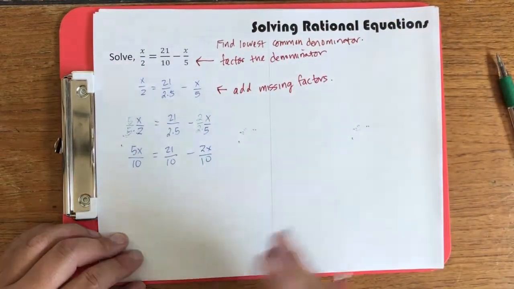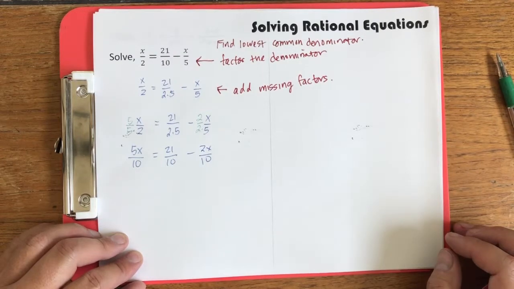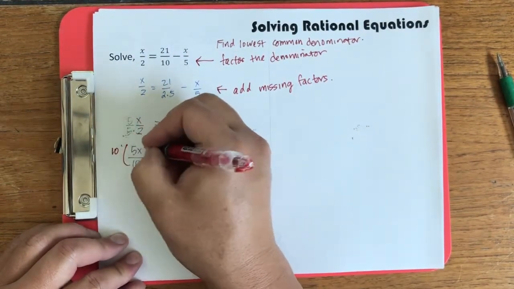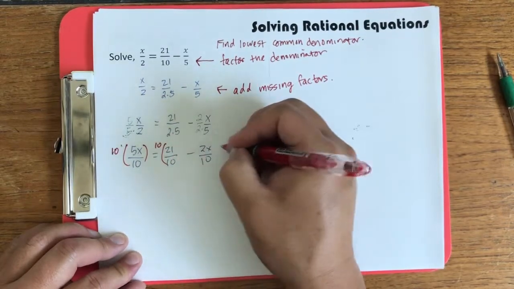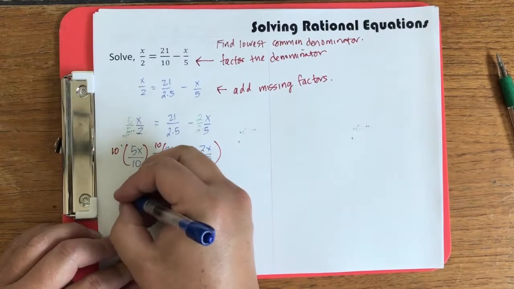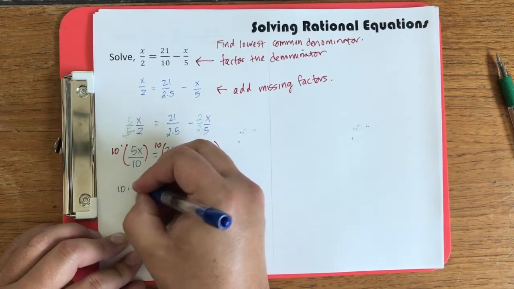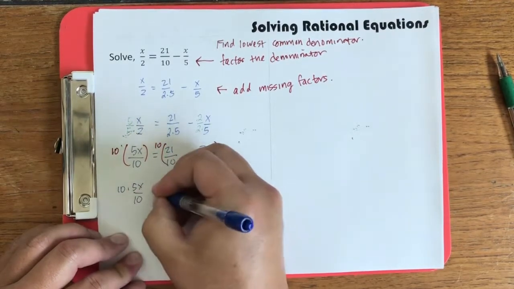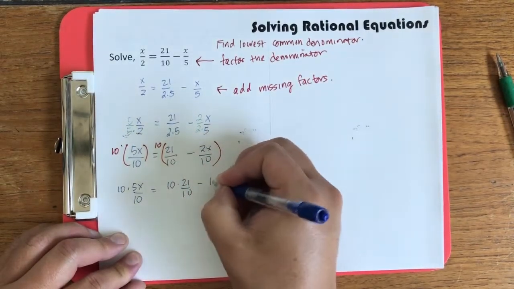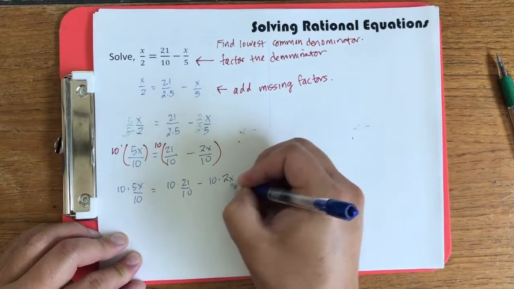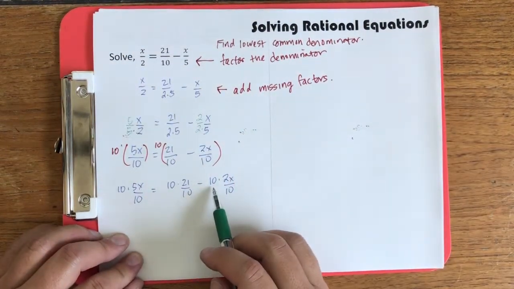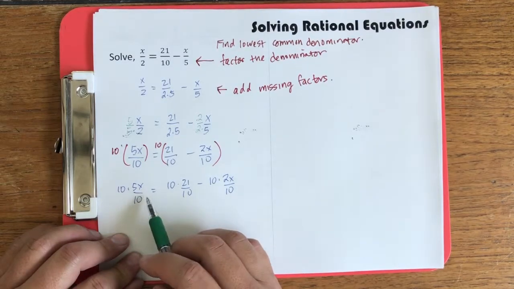Now, once I have this situation where I have a common denominator, what I'll do is multiply both sides by the lowest common denominator. In this case, it's 10. So I'll multiply 10 to this side. And when we distribute it, 10 times 5x over 10, 10 times 21 over 10 minus 10 times 2x over 10. We can now cross out the lowest common denominator with the denominator.